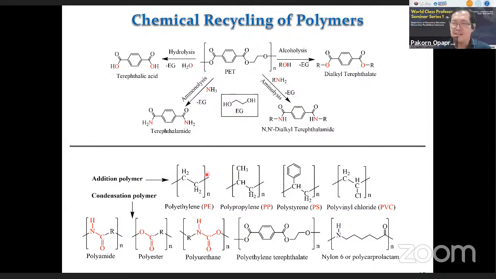It is more challenging if we apply the concept to polyolefin. Polyolefin does not have a functional group in the backbone. There are only C-C bonds, which are very strong. So it is quite hard to convert them into small molecules with functional groups. But we also have some promising technology now that can convert them, and I will talk about this as well.